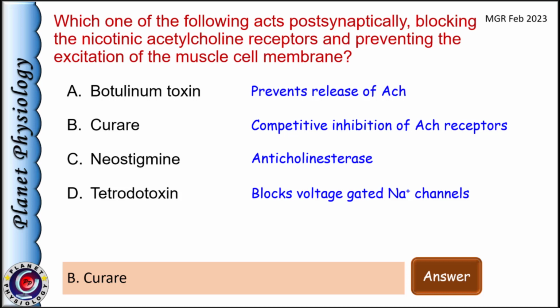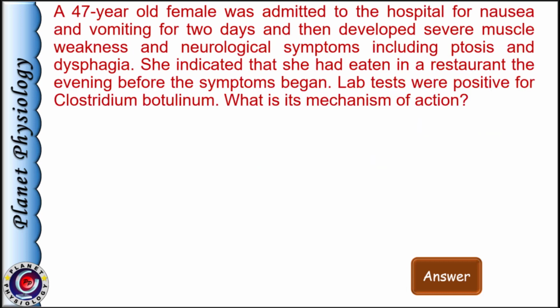Now another case-based question. A 47-year-old female was admitted to the hospital for nausea and vomiting for 2 days and then developed severe muscle weakness and neurological symptoms including ptosis and dysphagia. She indicated that she had eaten in a restaurant the evening before the symptoms began. Lab tests were positive for Clostridium botulinum. What is its mechanism of action?